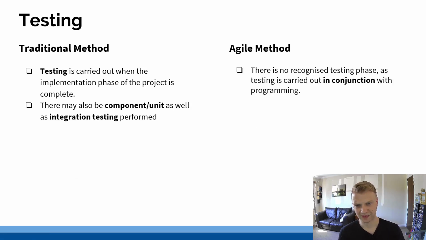Testing is carried out after implementation. Testing is the fourth stage in the waterfall method. We've already covered that. With Agile, there's not really much of a phase. I'm sure there's a short phase, but they really just test all the time. As soon as the prototype's made, they'll test it immediately.